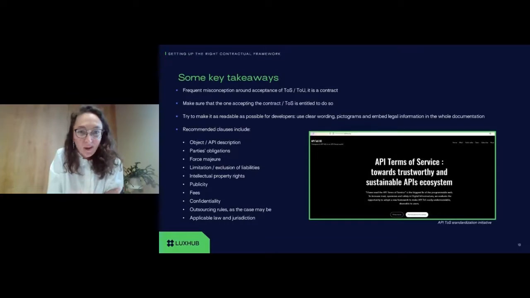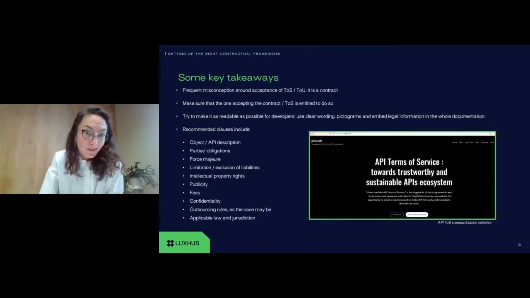Of course, what we should have in your API contract is like a standard contract: object, the description of the API, what are the parties' obligations, and from this, you should actually take some of the points that you put in your API documentation as a recall of the obligations that are in the terms and conditions. Force majeure event, limitation or exclusion of liability on certain points.